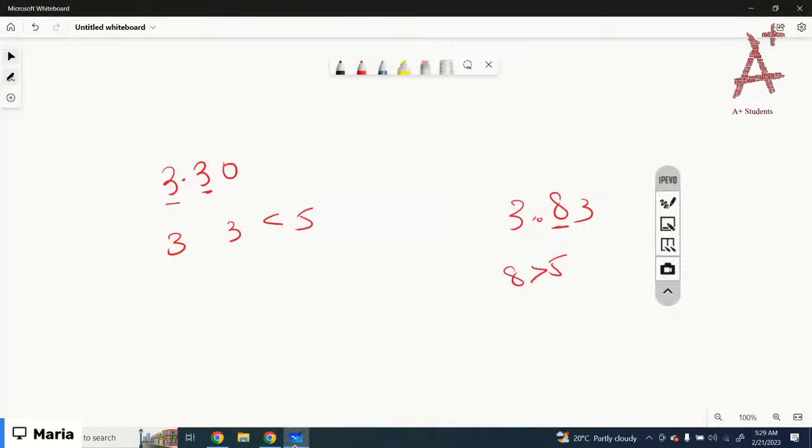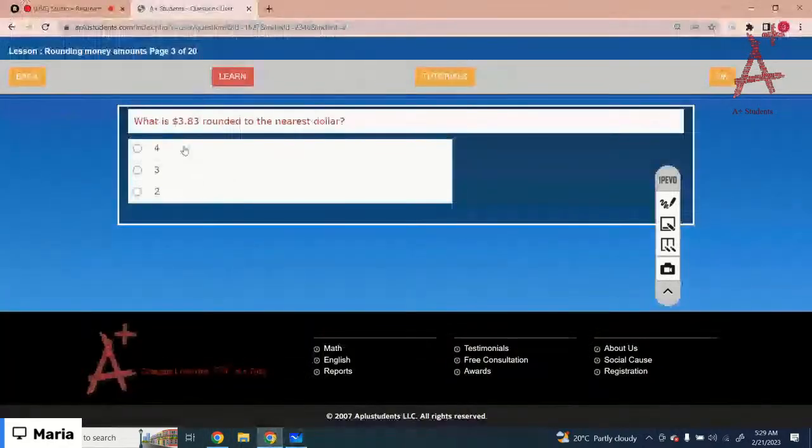When 8 is greater than 5, you have to round up. Round up means you have to add 1 to the whole number. So it would now be 4. That means 3.83 is rounded off to 4. Got it? So the correct option is 4. Just select the correct option and click on the OK button.